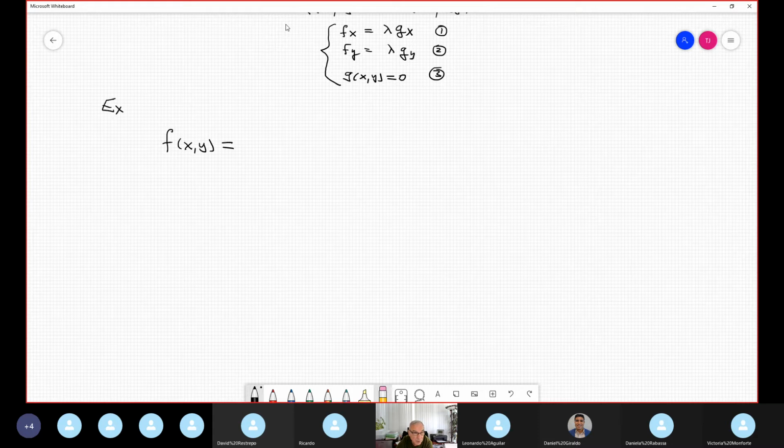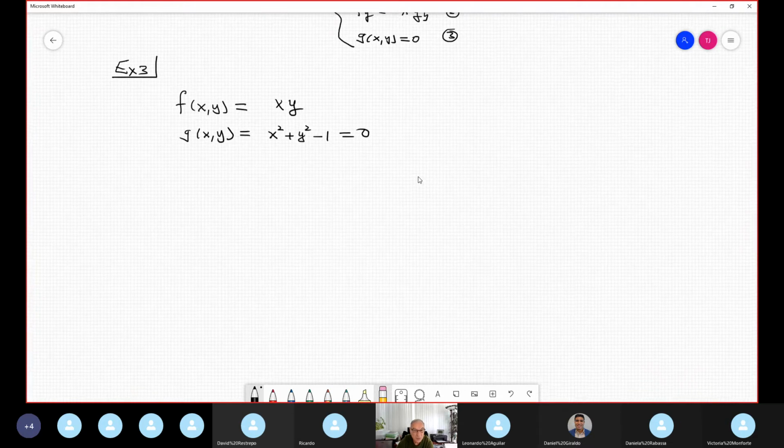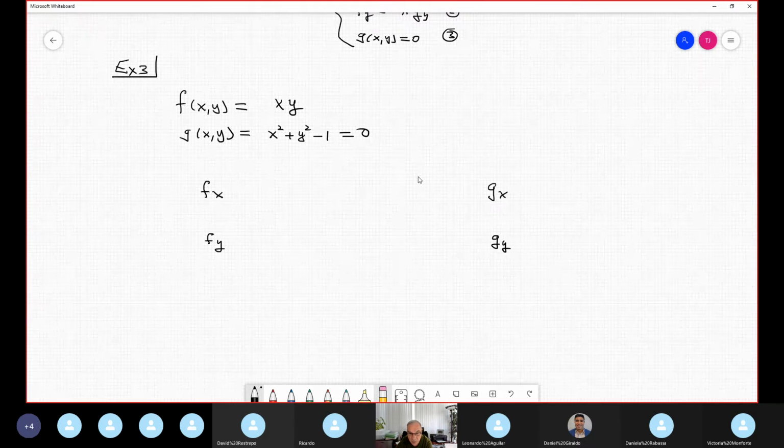Example 3. We have 3 examples only in this lecture. Well, we have another maybe, depending on the time. Suppose that the function is x times y. And the constraint is x squared plus y squared minus 1 equal to 0. And the constraint frequently Lagrange puts equal to 0. Okay. What is the idea then? The idea is super easy. Look at that. You differentiate f with respect to x, f with respect to y. You differentiate g with respect to x. You differentiate g with respect to y.